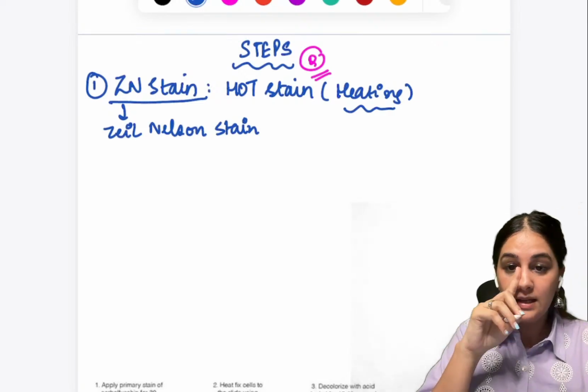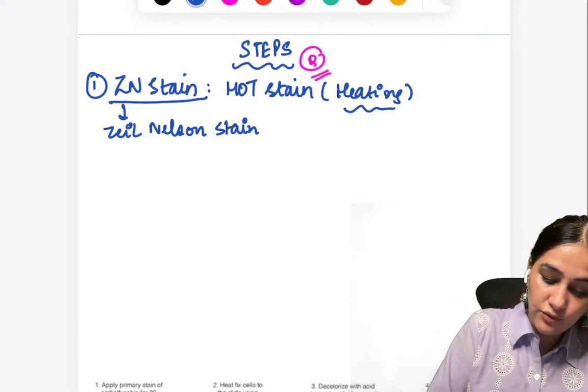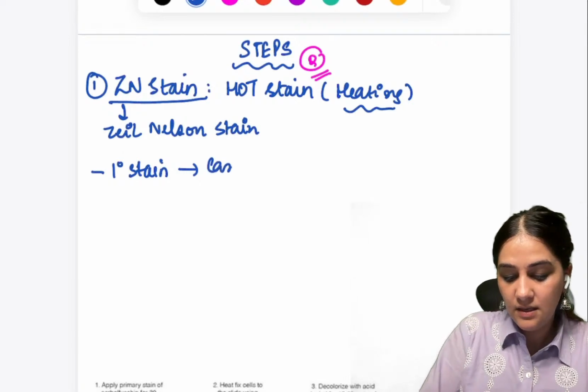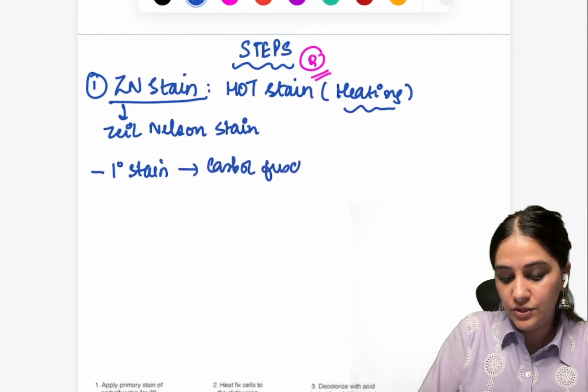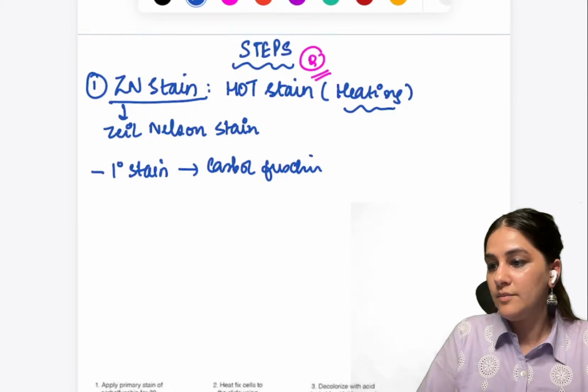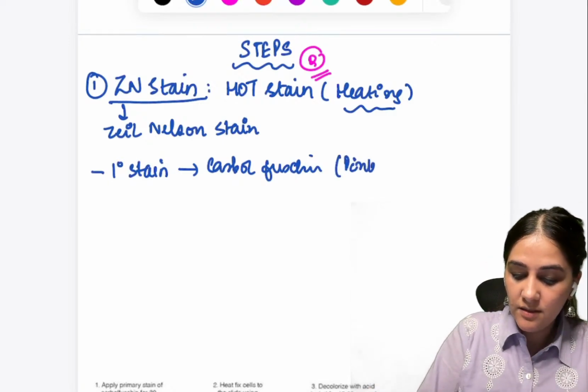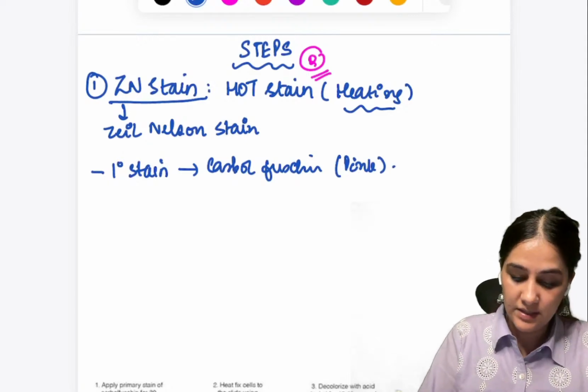So what all are the stains that are required here? The first stain, again, the primary stain that we use in Zn staining, what is it? It is the carbol fuchsin, right? It is the carbol fuchsin that we use. This one, carbol fuchsin, is a pink colored stain. This is the primary stain.